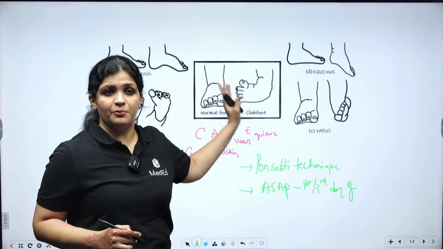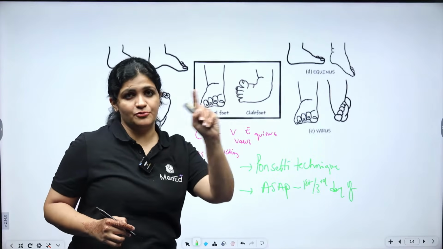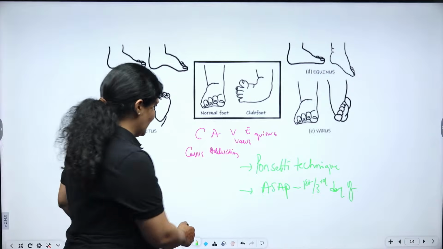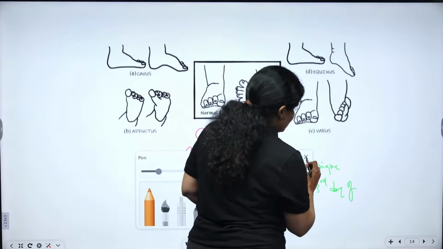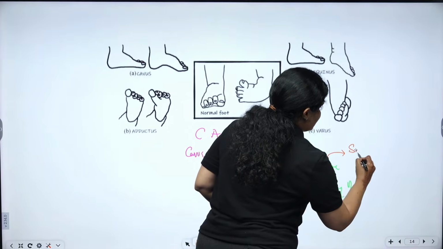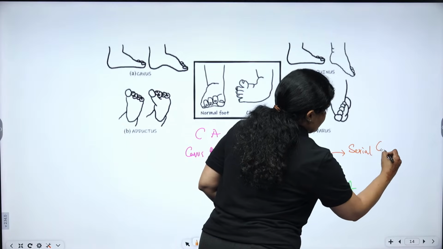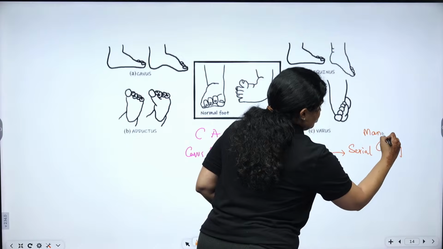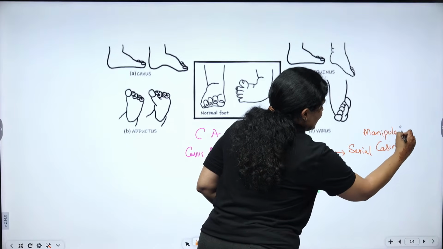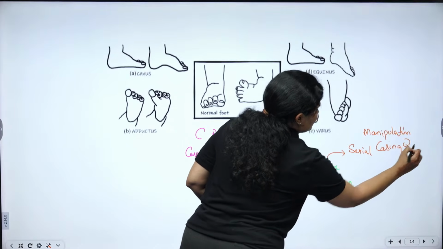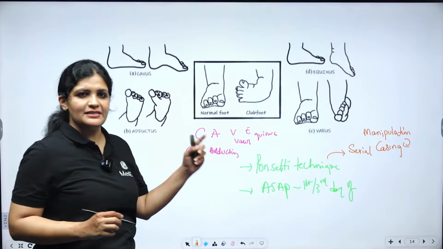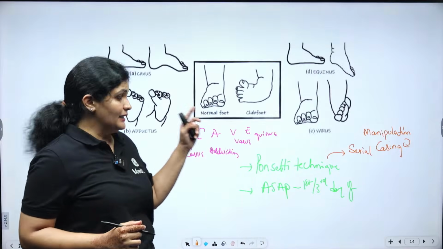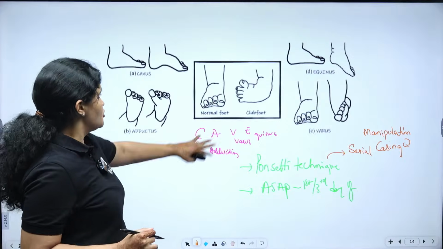So this is one of the important questions which was asked: what is the ideal time to start the casing? So what you do is serial casting. This serial casting is done by your Ponseti technique. So serial casting with manipulation. You manipulate the foot and you put the cast. So manipulation with serial casting is how you correct the CTEV. So these are the deformities.